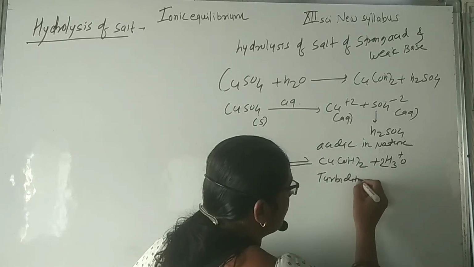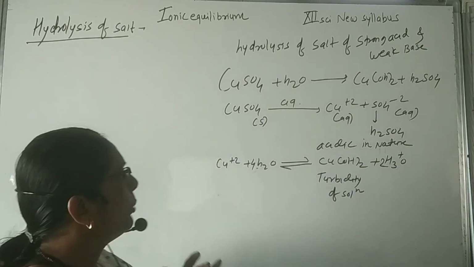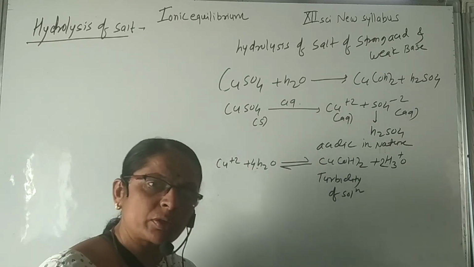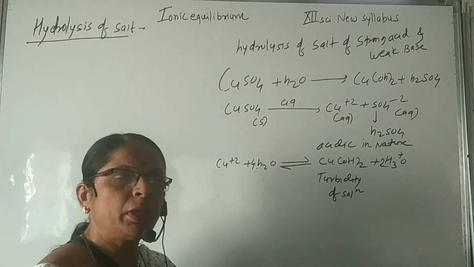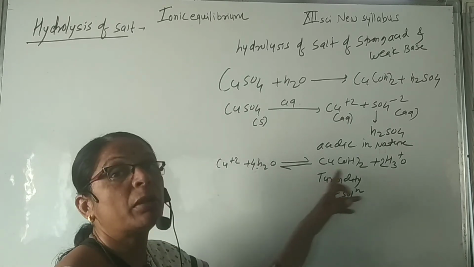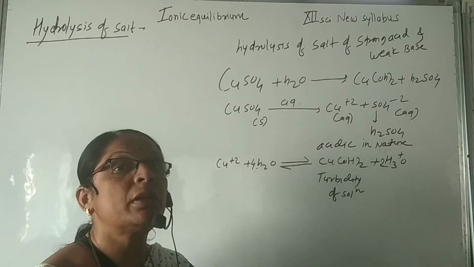The turbidity of the solution is obtained. So why does the solution have turbidity? When copper sulfate is dissolved in water, you are forming copper hydroxide, and copper hydroxide is not soluble. It is insoluble. It forms a whitish colored solution, and therefore it is called turbidity. So copper sulfate is dissolved in water, and the solution you obtain is turbid.